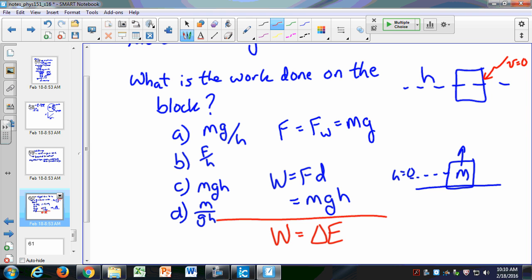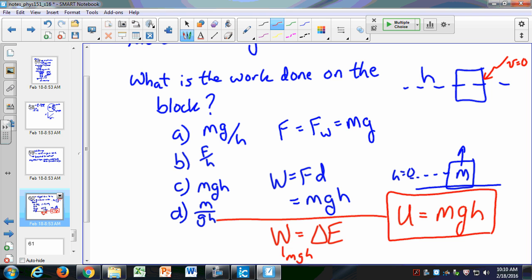So up at the top, all of that work, which is mgh, has been converted into potential energy. And so the expression that we use for gravitational potential energy comes from this quantity for the work. It's equal to m times g times h. So if I bring an object to a certain height from the floor or from the surface of the Earth, it has a potential energy that's equal to its weight, which is mg, the mass times 10, the acceleration due to gravity on Earth, times this height h.